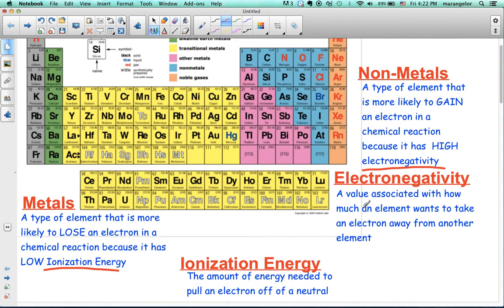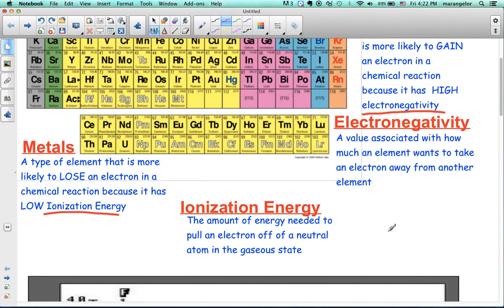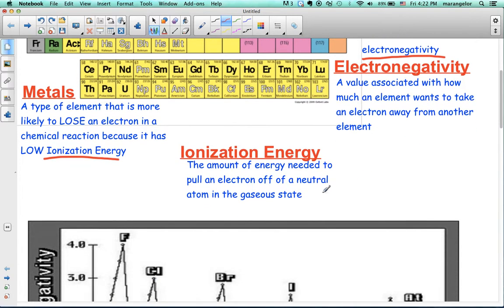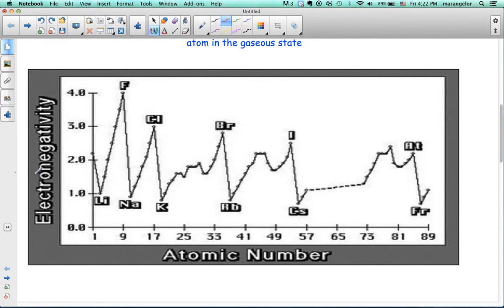Electronegativity is a value associated with how much an element wants to take an electron away from another element. So here is the electronegativity chart. The most electronegative element is fluorine, and the least is francium, because fluorine is a nonmetal. Therefore, it has high electronegativity. Francium is a metal. You can see the metals have low electronegativity.